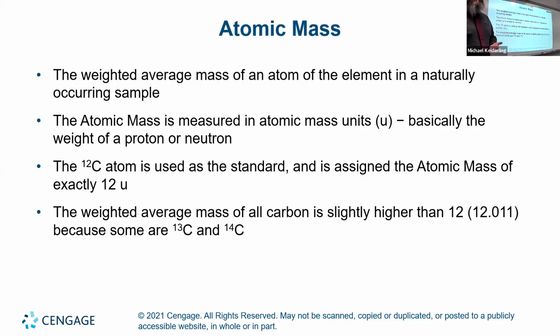The atomic mass is measured in atomic mass units, which is basically the weight of a proton or a neutron. It's calibrated so carbon-12 has an atomic mass of exactly 12 atomic mass units. That's how it's defined. So carbon-12 is the standard. And the weighted mass of all carbon is slightly higher. It's 12.011 because there's a small amount of carbon-13 and a small amount of carbon-14. About 1% carbon-13 and less than that carbon-14.